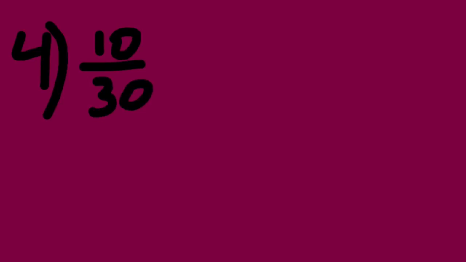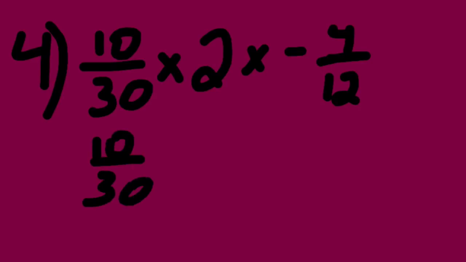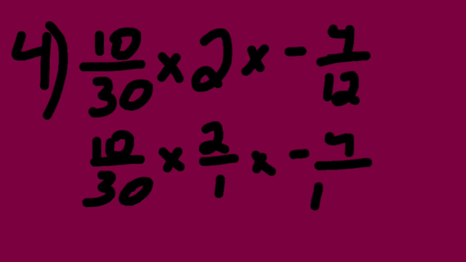Okay, so last problem, number 4. 10 over 30 times 2 times negative 4 over 12. Okay, so before we do anything, before we multiply anything, before we cancel anything, I'm going to rewrite this as 10 over 30 times 2 over 1. Remember, 2 does equal 2 over 1, because 2 divided by 1 is still 2, times negative 4 over 12.